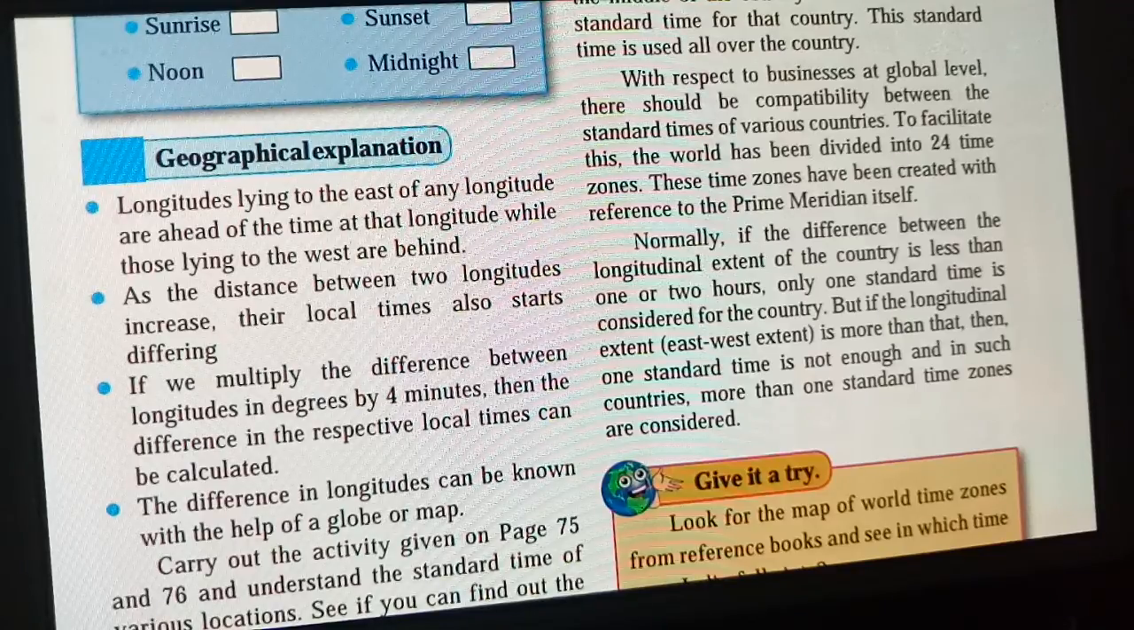So different longitudinal lines are having the difference of 1 or 2 hours, but that will not be counted as a standard time of one east or west extent. It should have more than one standard time.